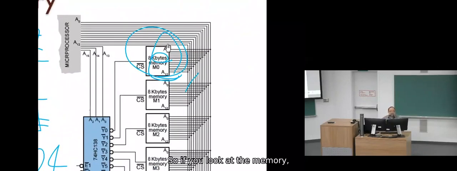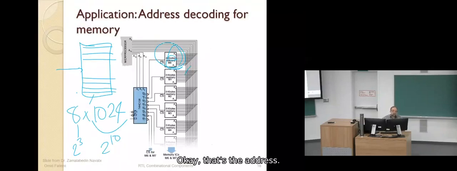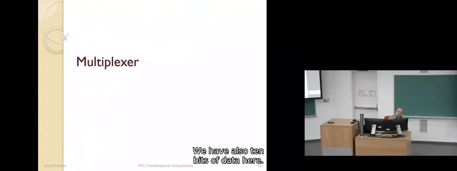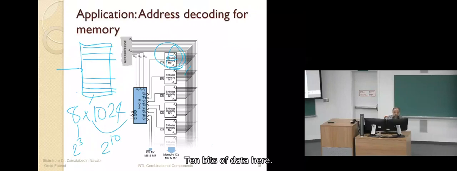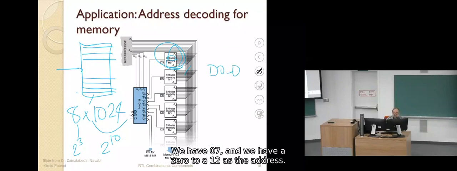If you look at the memory, it has A0 to A12. It means 13 bits, A0 to A12. 13 bits of address we have for this memory. So that's the address. What about data? Each location has 8 bits. So we also have 8 bits of data here. I didn't put it here, so it becomes more complicated. We have D0 to D7, and we have A0 to A12 as the address.